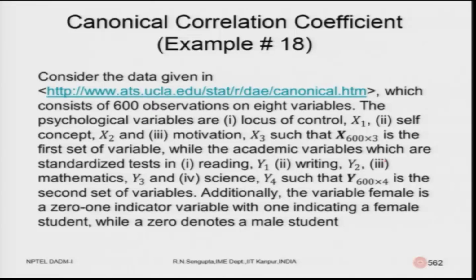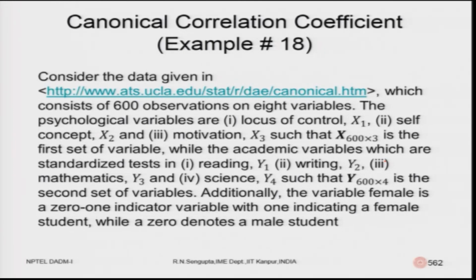So, let us consider... I am not going to give the details; the data can be found on the net and the URL is given. So, let me read the problem. Consider the data which is given at University of California, Los Angeles. This is under the statistics department and it consists of 600 observations in 8 variables.